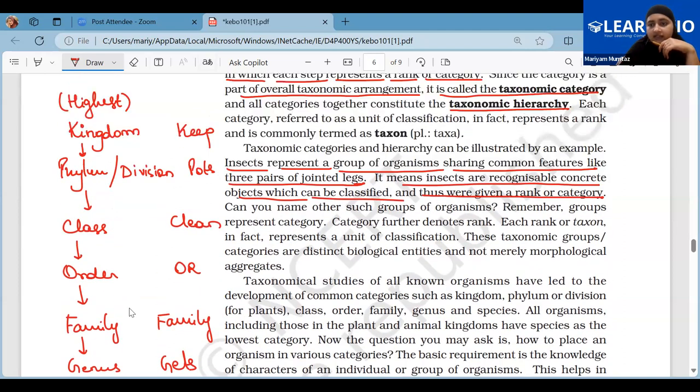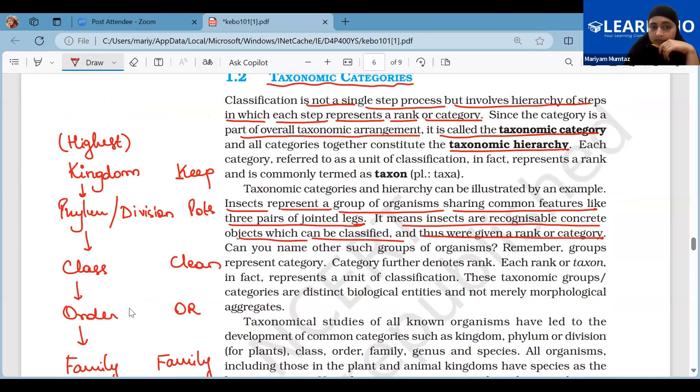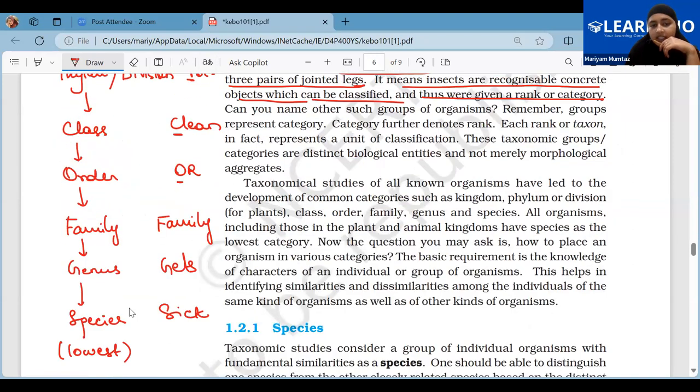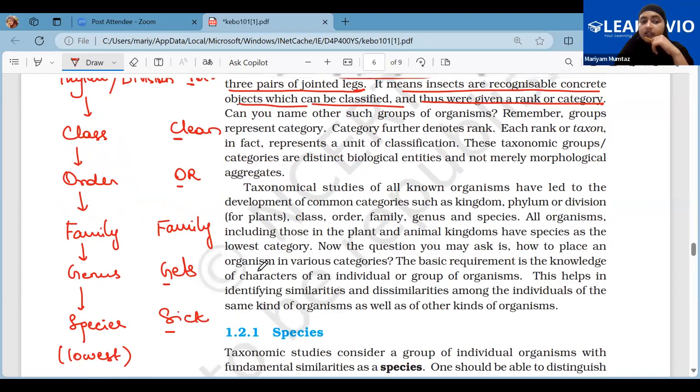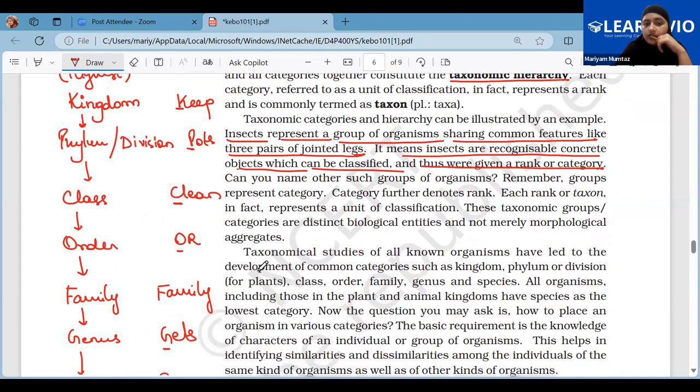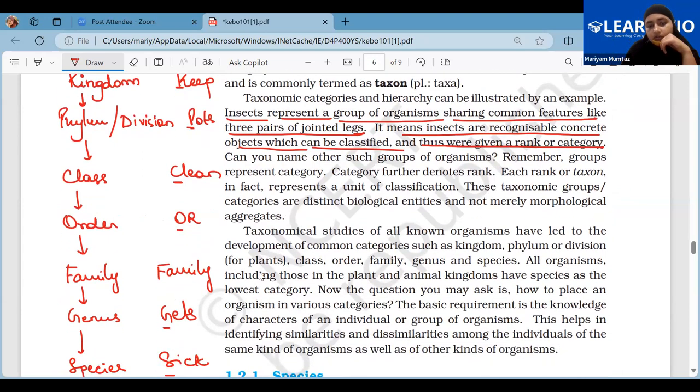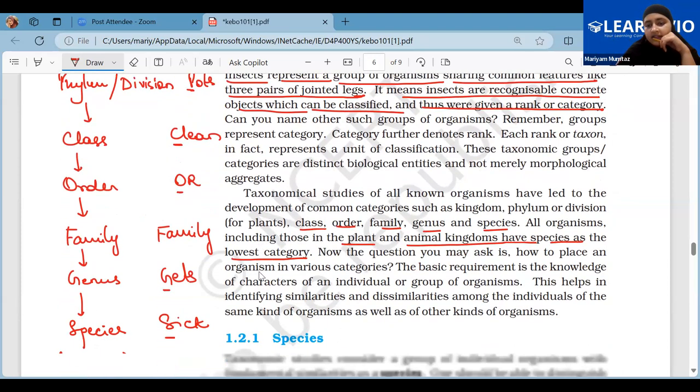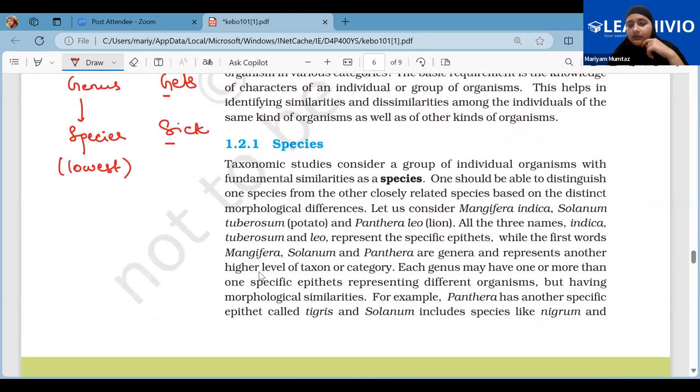So that you know that the first letter stands for the hierarchy. K for kingdom, P for phylum for animals, division for plants. Then C for class, O for order, then family is family, G is for genus and S is for species. Okay, so this is your taxonomical hierarchy, and this is how the sequence will be, right? All organisms, including those in the plant and animal kingdoms, have the species as the lowest category. Right? Now, we'll start with the lowest category.